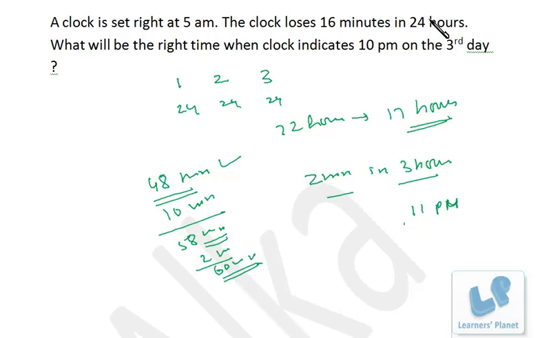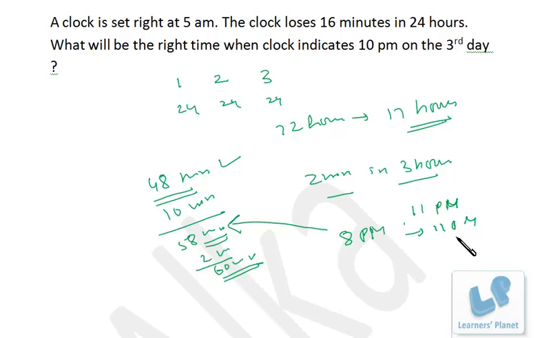Now 16 minutes in 24 hours, that means 2 minutes in 3 hours is being lost by this clock. That means in the next 15 hours, instead of 17 I'm taking 15 hours, 10 more minutes will be lost. So 48 plus 10, 58 minutes are lost. Now in the further next 3 hours, till 8 p.m., 58 minutes are lost, and from 8 to 11 in 3 hours, 2 more minutes are lost.